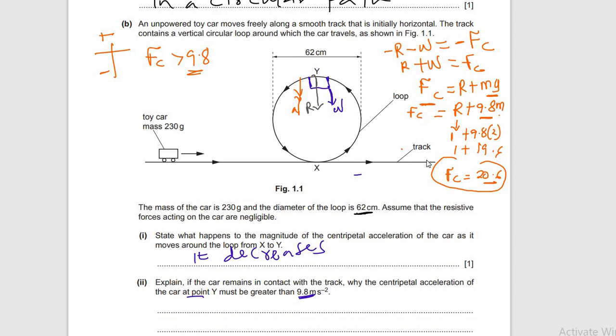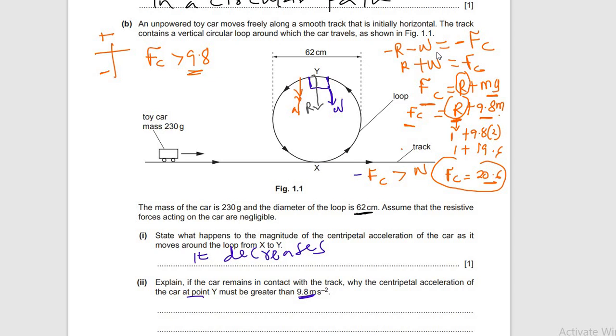because the normal reaction has a value. The normal reaction is a variable that is added to 9.8 mass to give a value of centripetal force. So for my analysis here, our centripetal force is greater than mg, the weight, with the help of normal reaction.